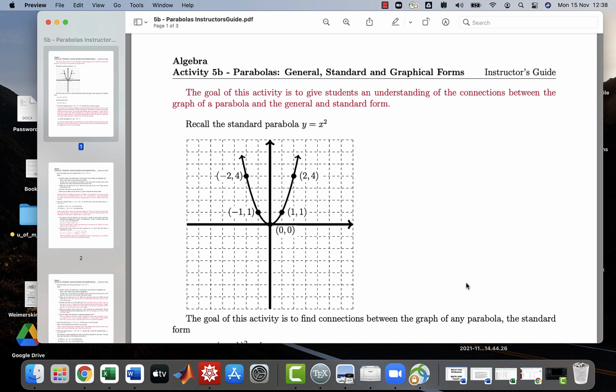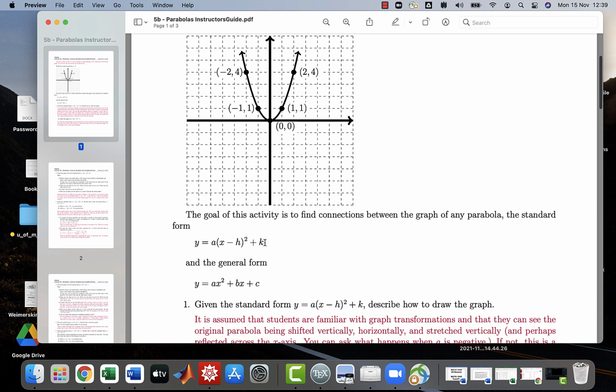Activity 5B is really the heart of the last major writing assignment. The goal is that students can see the graph of a parabola. Here's the standard one, y equals x squared. They see two different equations of the parabola and begin to make connections amongst these three forms.